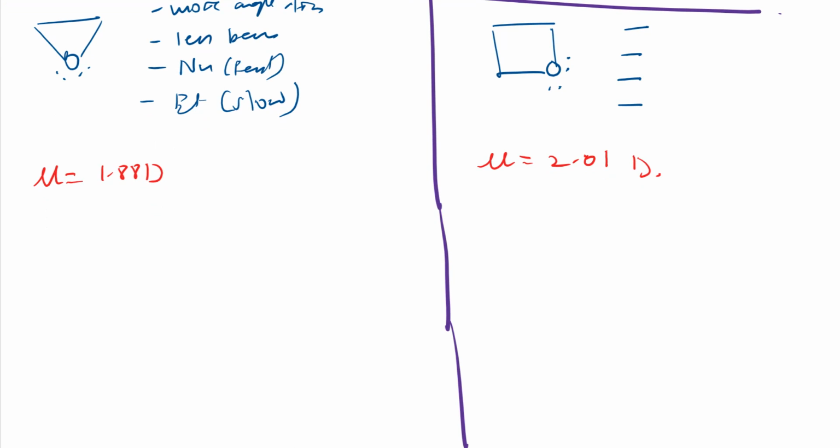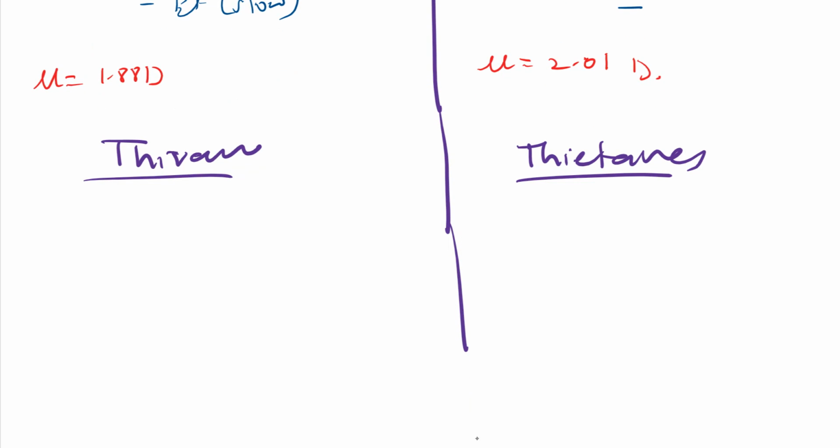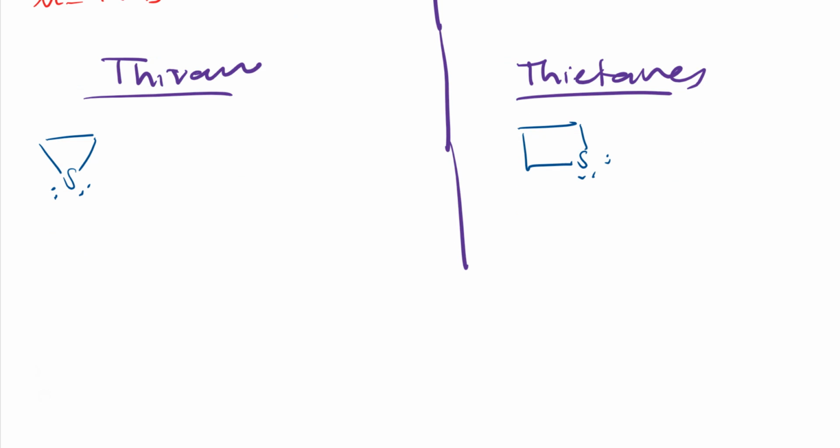The last one is thiirane and thietane. The first one is the structure: it is a three-membered heterocyclic compound which contains sulfur as a heteroatom. Other things remain as they are, so here also there is not much difference, everything is the same. Only the dipole moment: they haven't given it for the 4-membered ring, but for the 3-membered ring it is 1.66 D.